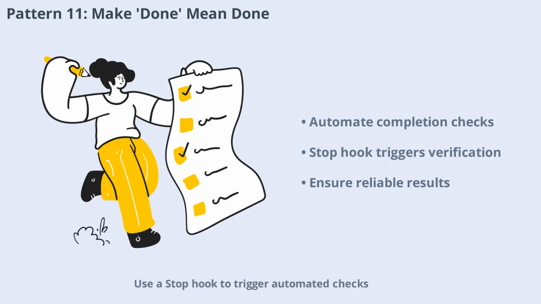Don't just trust Claude when it says a task is complete, verify it. Use a stop hook to trigger automated checks, like running tests or validating outputs. If verification fails, Claude continues working until everything passes. This is especially valuable for overnight or multi-session workflows, ensuring you get reliable, production-ready results without manual intervention.